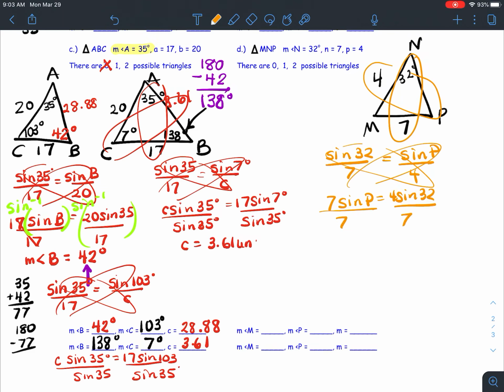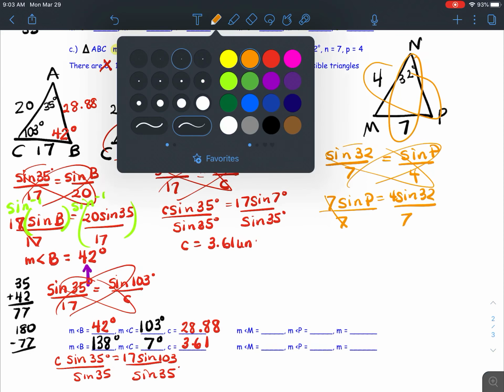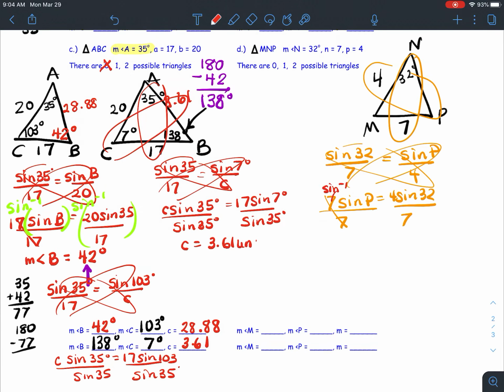We're cross multiplying, dividing by 7. When you solve for an angle, we're doing the inverse here. This is a 4 right here. You're going to type in inverse sine of 4 sine 32 divided by 7. This is going to give you the measurement of angle P to be 18 degrees. So I'm going to immediately put that on the blank, put that on the picture, and before I do anything else, off to the side, I'm doing 180 minus 18. That gives me 162 degrees.